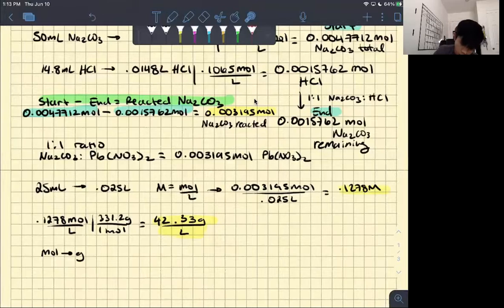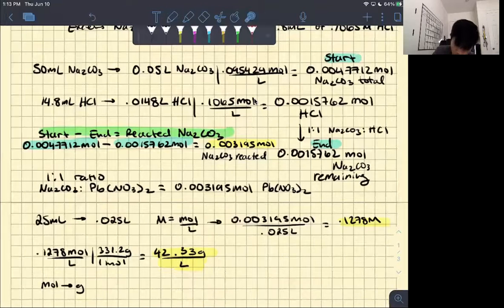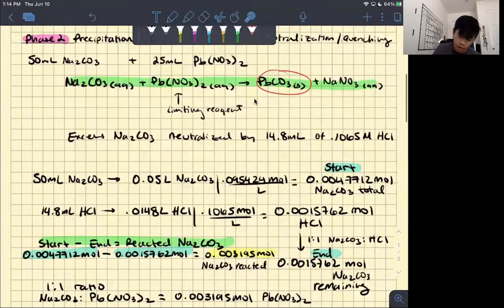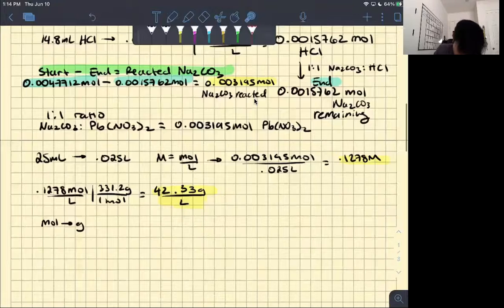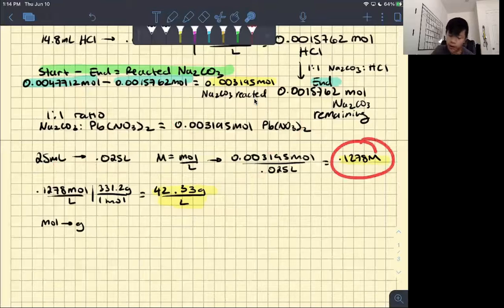Next, again, we have a 1-to-1 ratio, Na2CO3 to Pb(NO3)2. So 1, 1. Those are the coefficients, right? So again, same numerical value. We're just going to put this down here, and this is the number of moles of Pb(NO3)2 that were in that reaction. And because they gave us the volume of that, now we can calculate the molarity. So 25 mL converted to liters, 0.025 liters. And then again, molarity equals moles over liters. So we plug this number in here, moles divided by the number of liters, and this is our molarity value.